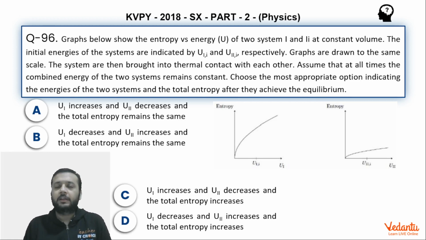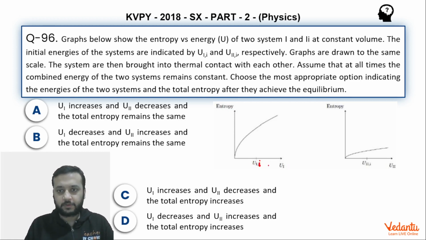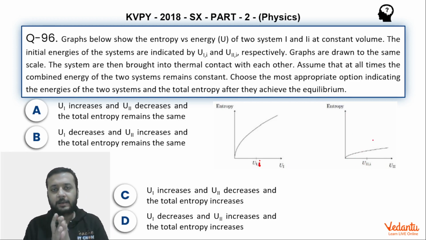We are being given two systems, system 1 and system 2. These are the graphs that represent the entropy versus energy graph of system 1. So here you can see entropy on the y-axis and energy on the x-axis. So U represents energy, 1 represents the system 1, and I means initial state. Similarly, this is the entropy versus energy graph of the second system. So U2 I means initially, that means before any merger is happening.